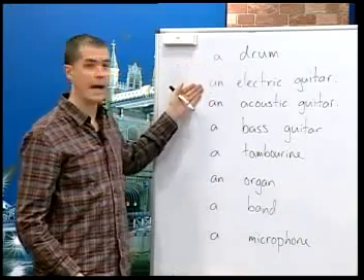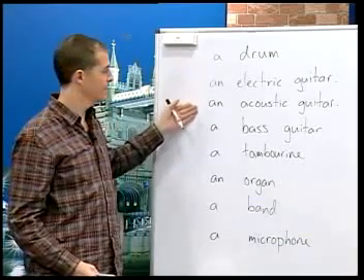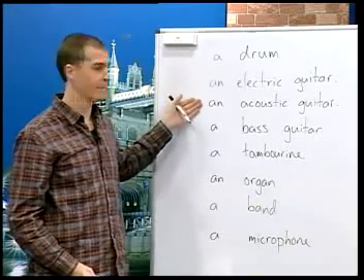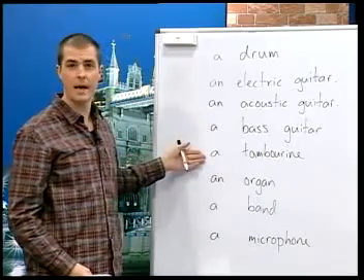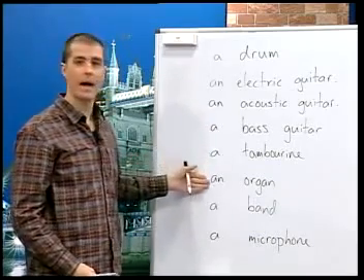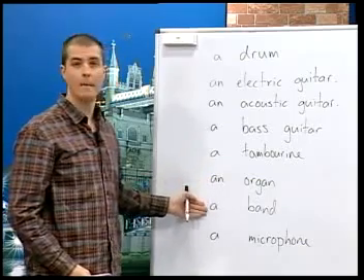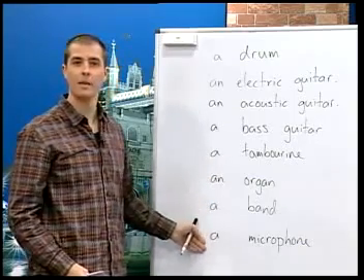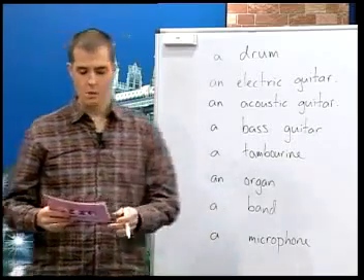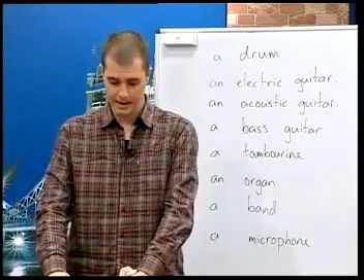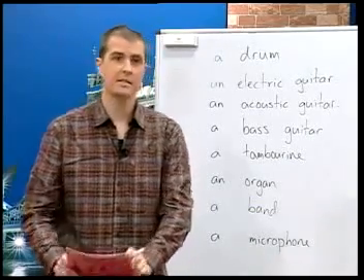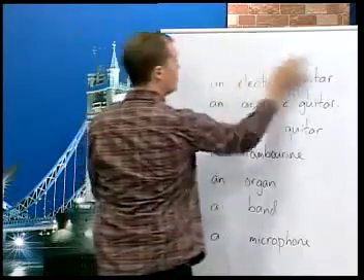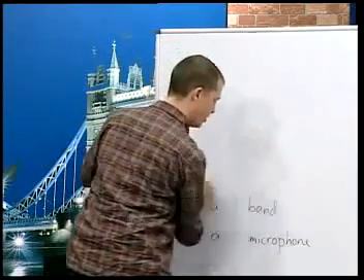So we have here a drum, an electric guitar, an acoustic guitar, a bass guitar, a tambourine, an organ, a band, and a microphone. Well, today we're going to review again, and let's begin. Let's review sentence structure again. Most sentences have a subject, a verb, and an object.